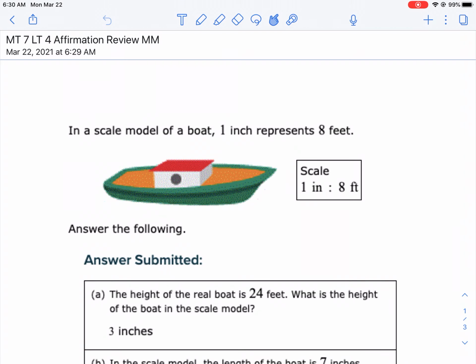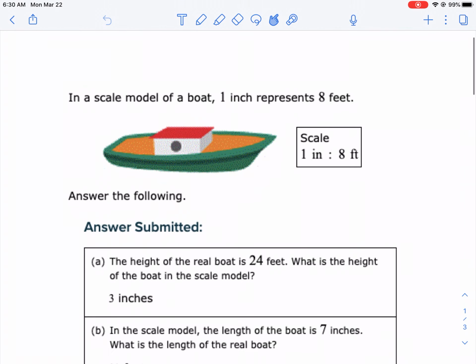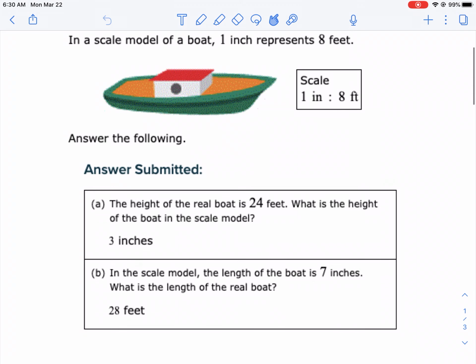Hi, we're going to take a look at your MT7 LT4 affirmation right now. On this problem, letter A is fine, so I'm going to concentrate on letter B. In the scale model, the length of the boat is 7 inches.